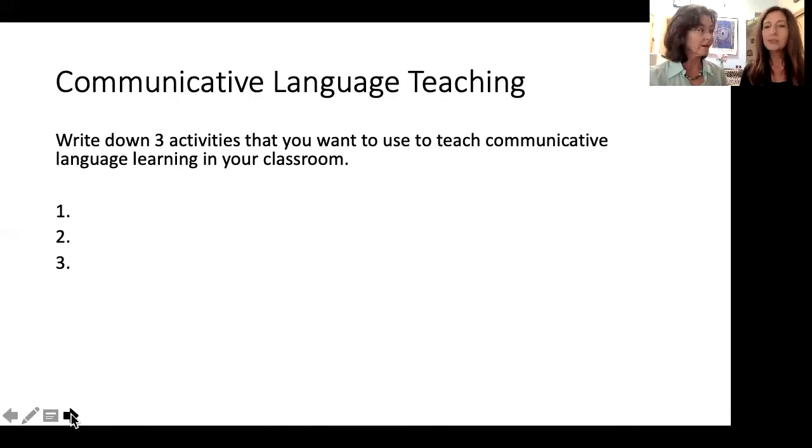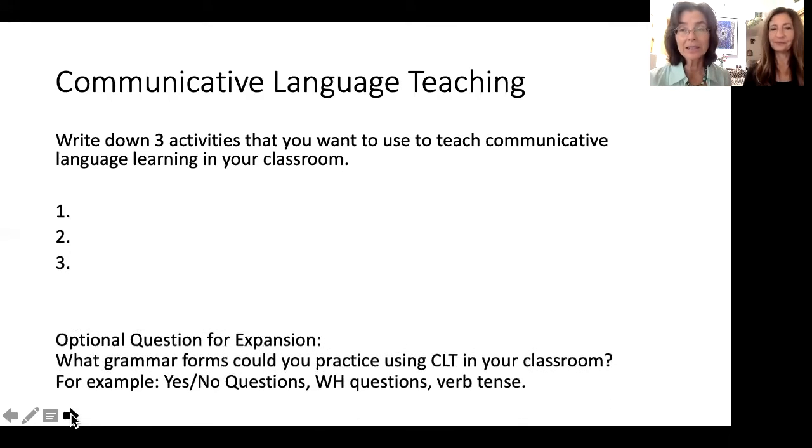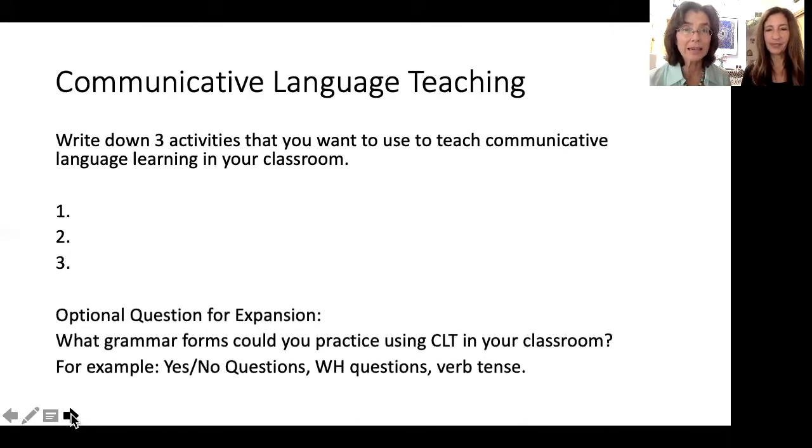And we have one other optional activity. If you feel like you would like to expand on this idea, you might want to think about what grammar forms could you practice in your class using CLT. Example, yes, no questions, WH questions, verb tenses, vocabulary. Just think about that and have fun with that too. Yes. And as you mentioned in the past, Miriam, you can change this depending on the level of your students. Your conversations can be more or less complex.